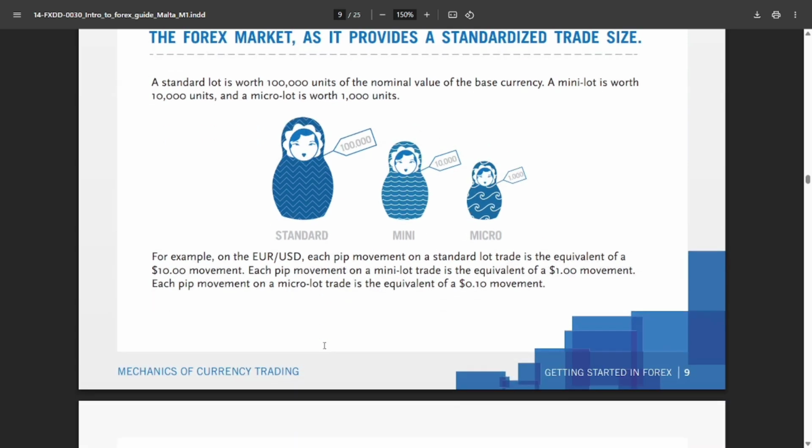For example, if we want to talk about EUR/USD, each PIP movement on the standard lot trade is equivalent to a $10 movement. Each PIP movement on a mini lot trade is the equivalent of a $1 movement. Each PIP movement on a micro lot trade is about a $0.1 movement.